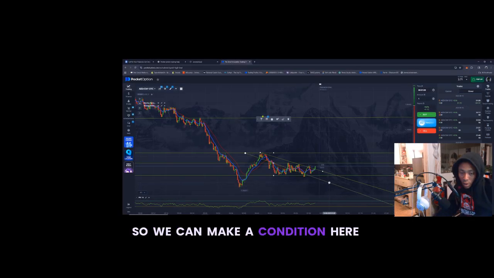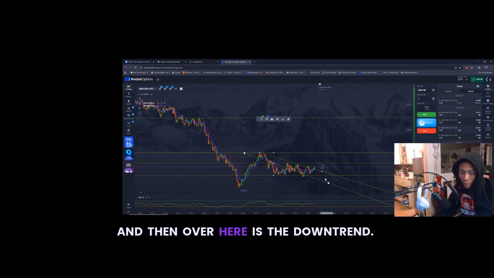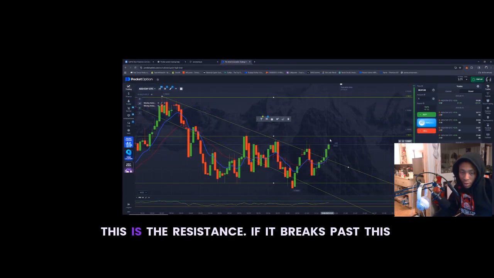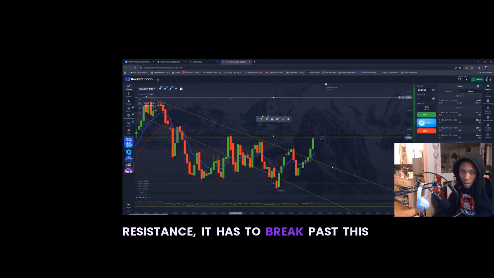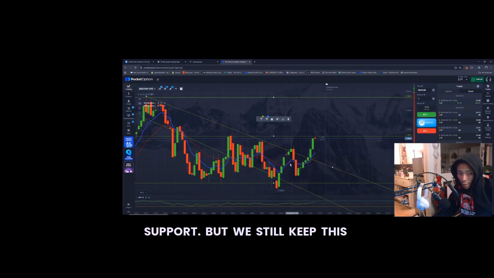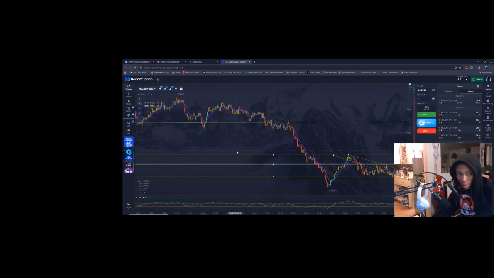So we can make a condition here, and then so we have support, and then over here is the downtrend. This is the resistance. If it breaks past this resistance, it has to break past this next resistance, and this will be the new support. But we still keep this support.